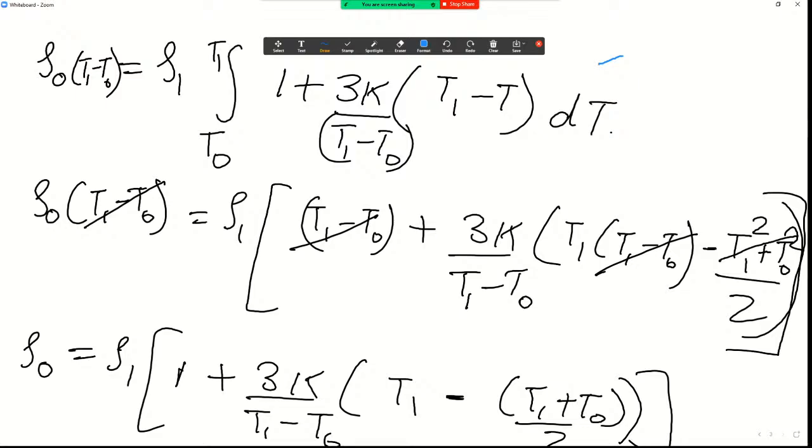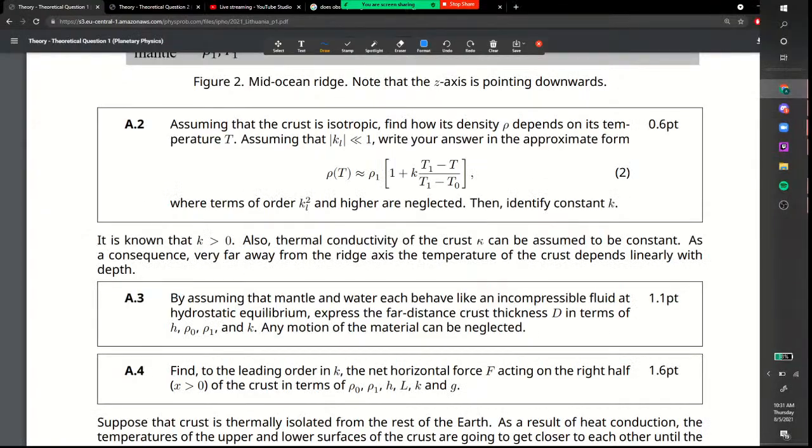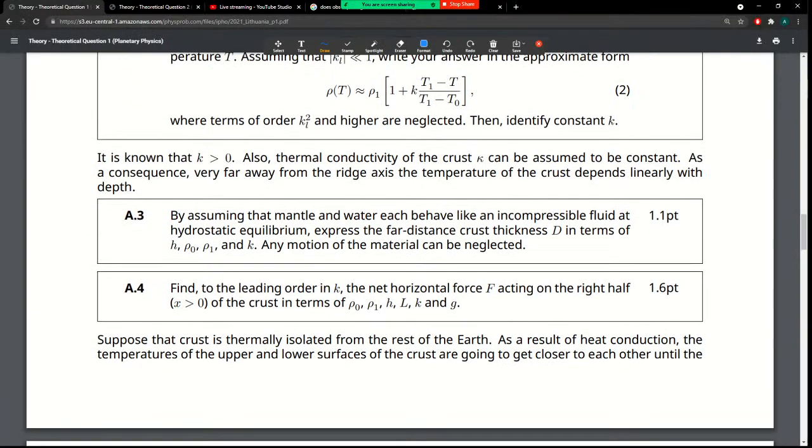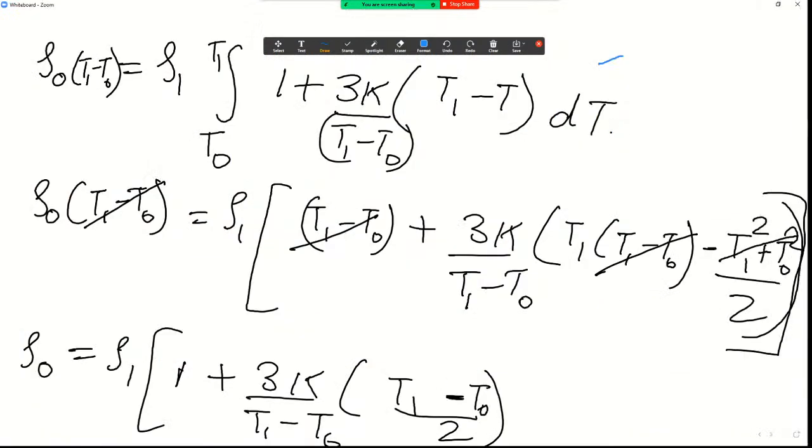Okay, and we need to find D. Or we can write this simplified as (T1 minus T0) by 2. Sorry, what we have to find? We have to find D. In my case, D eliminates, which is a problem. What have I done wrong?